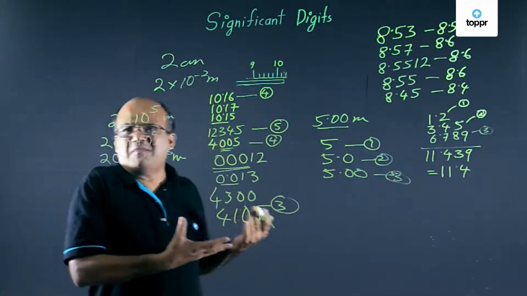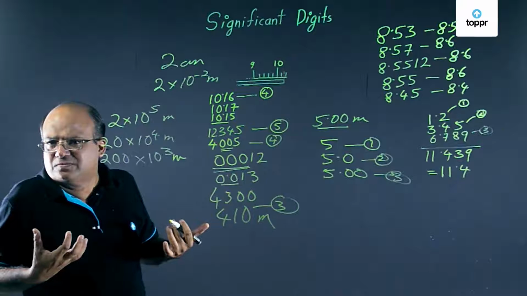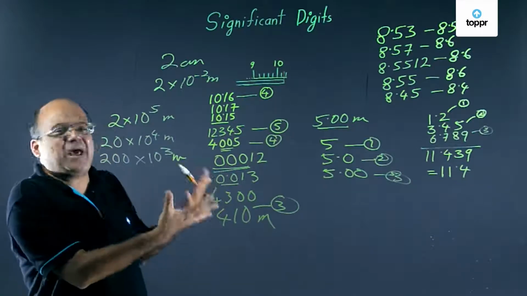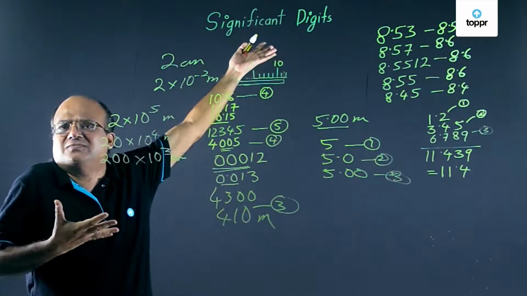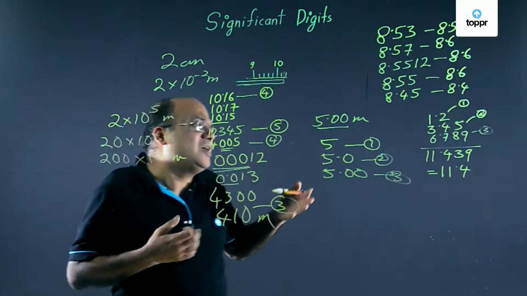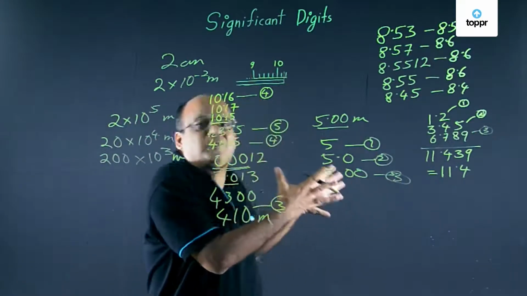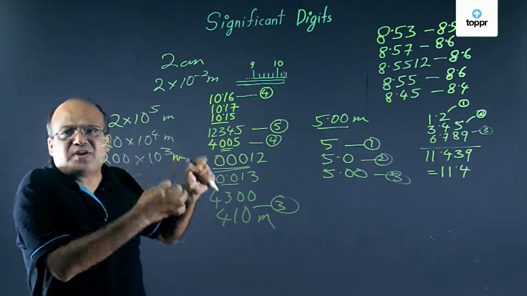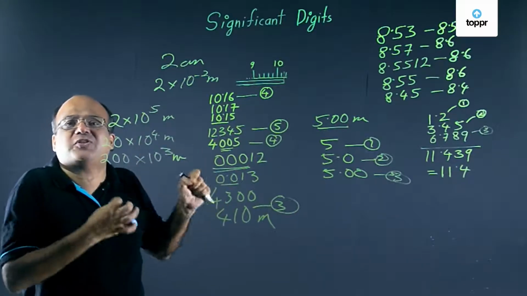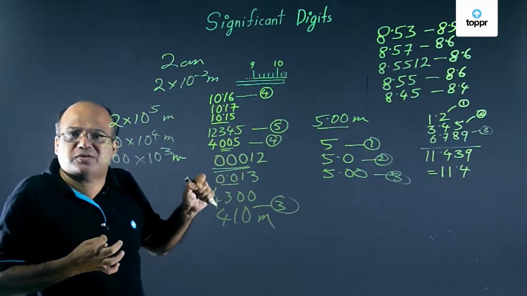Now what is the rule for multiplication and division? When you multiply or divide, the decimal point can run from here to there. So then we don't look at the decimal point at all. We look at the number of significant digits without bothering about the decimal point.